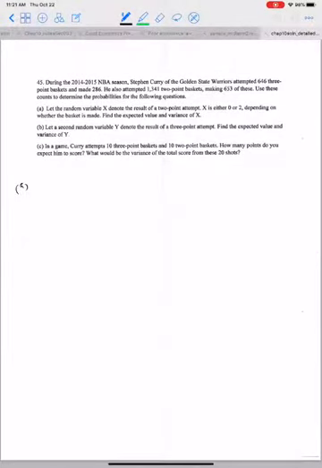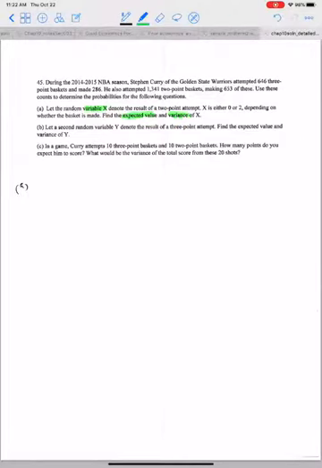So here is a solution to question 45. Here the first question is, write down the distribution of the random variable, find the expected value and the variance.